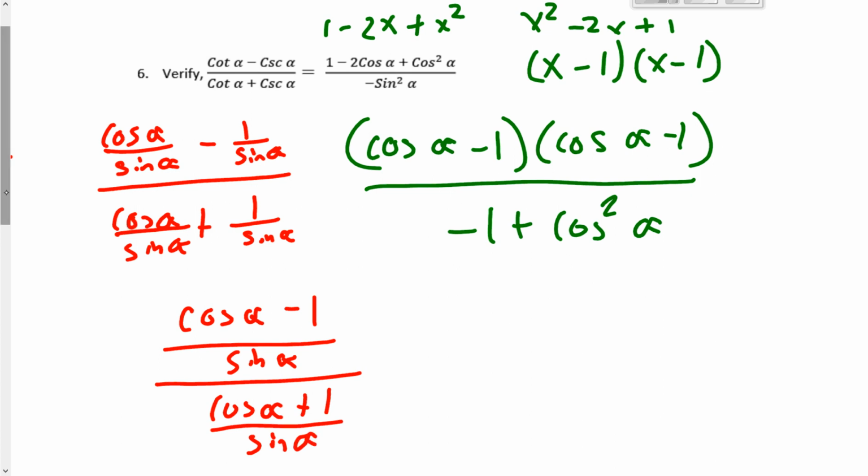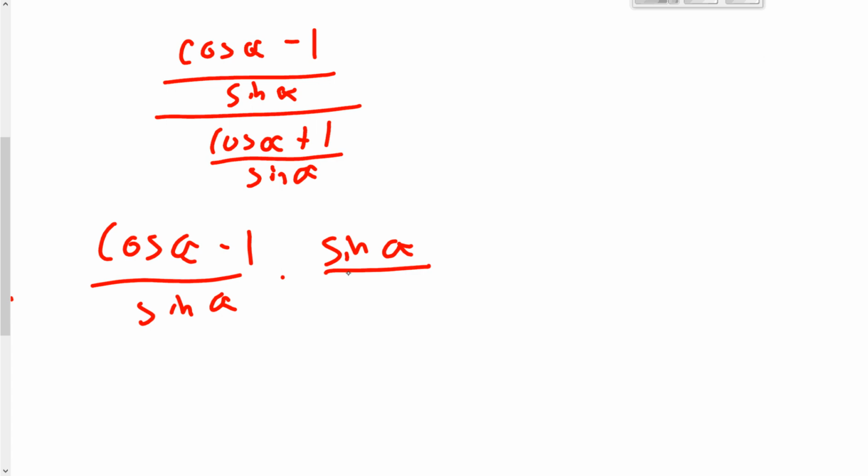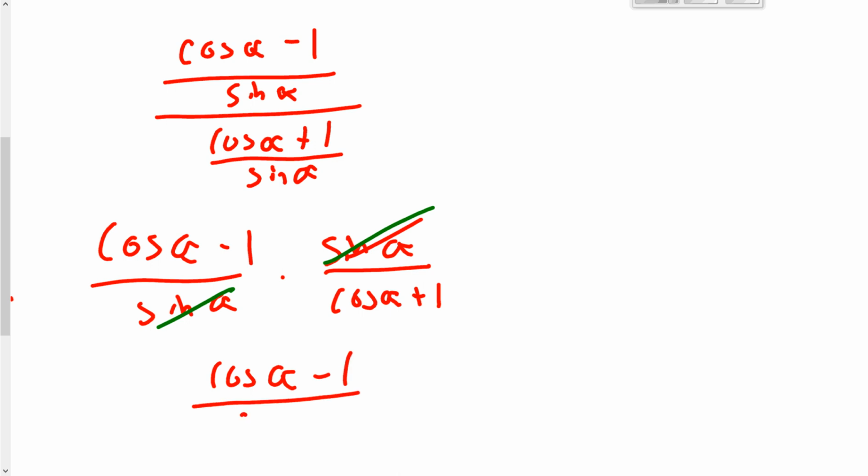Now when I'm dividing by a fraction, I'm multiplying by its reciprocal, right? So cosine of alpha minus 1 over sine of alpha, and now I'm going to multiply that by the reciprocal of the denominator, right? Okay, so that means these are going to cancel out. Those are going to cancel out, right? So then we get cosine of alpha minus 1 over cosine of alpha plus 1.